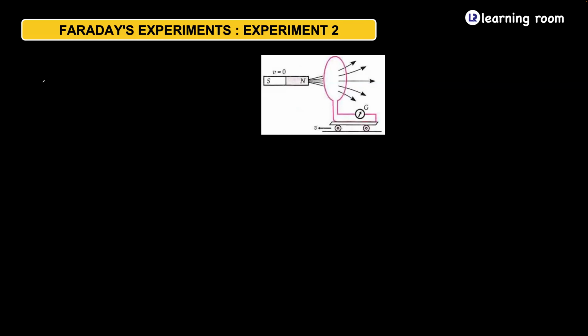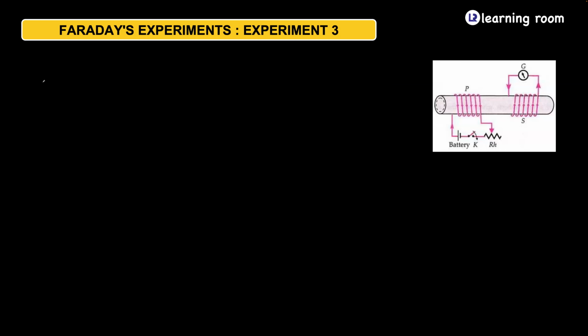Experiment number 2: the magnet is kept stationary, but the coil is moved. Still the flux is going to change, because when the coil was stationary, there is a certain number of magnetic field lines entering the surface. When it is moving away, it is going to decrease. When it is decreasing, there is again a deflection shown in the galvanometer, right?